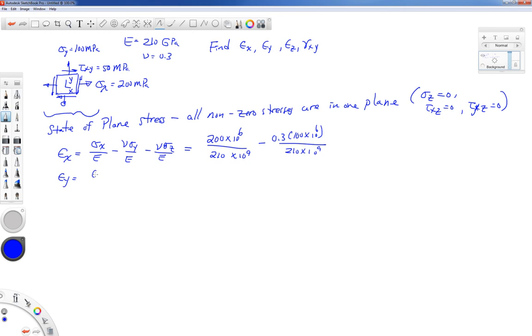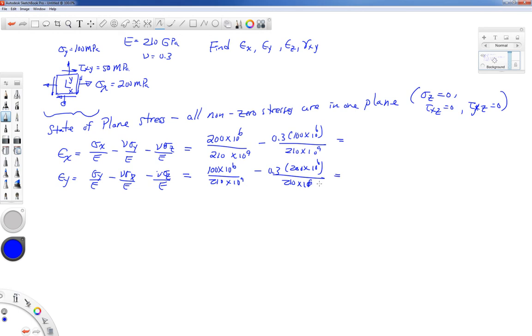Epsilon y is going to be sigma y over E minus nu sigma x over E minus nu sigma z over E. And we can plug those numbers in as well. We have 100 times 10 to the 6th divided by 210 times 10 to the 9th, minus 0.3 times 200 times 10 to the 6th divided by 210 times 10 to the 9th. We'll get those numbers in just a moment.